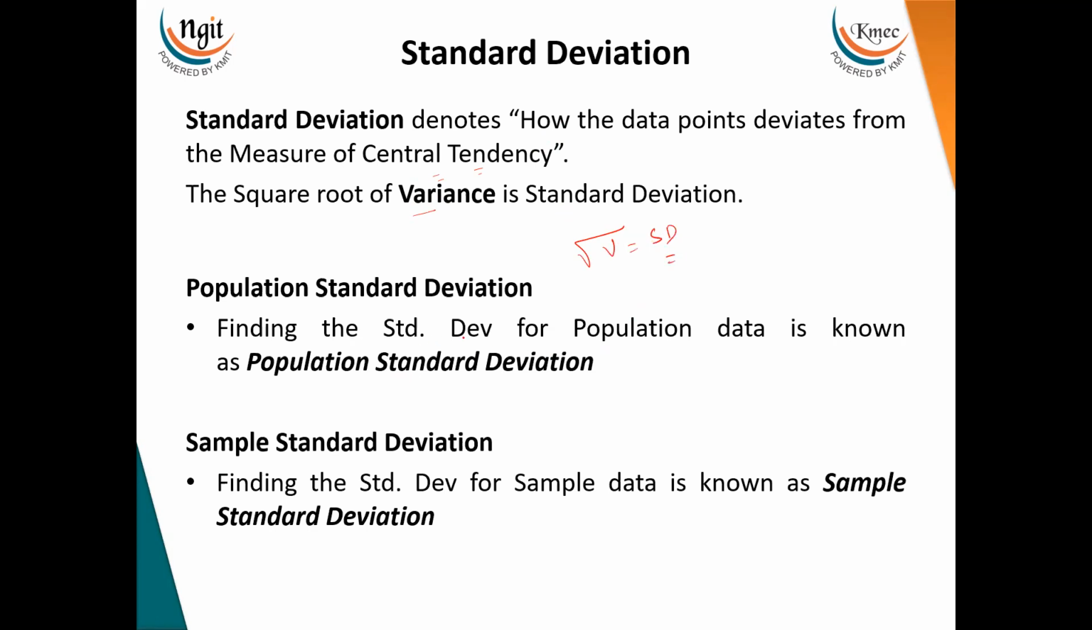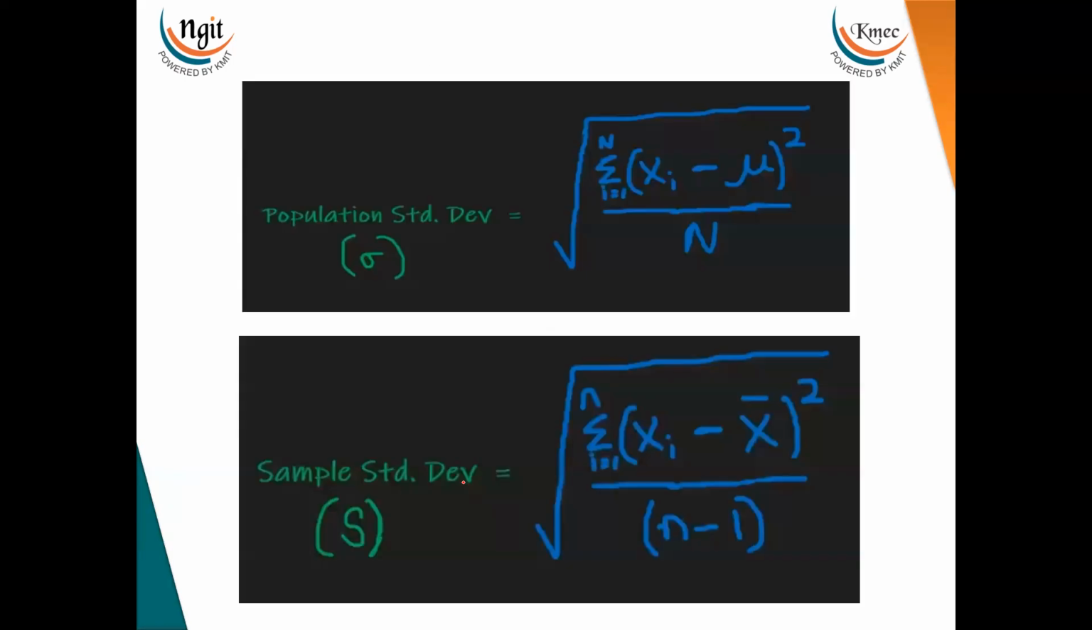Finding the standard deviation for population data is known as the population standard deviation, and finding the standard deviation for sample data is known as the sample standard deviation. And these are the formulas. The population standard deviation is sigma, the same formula, just remember what we have given for variance. The only difference is we take the square root of the variance of the population. And here also the representation is S equal to the square root of the sample variance.